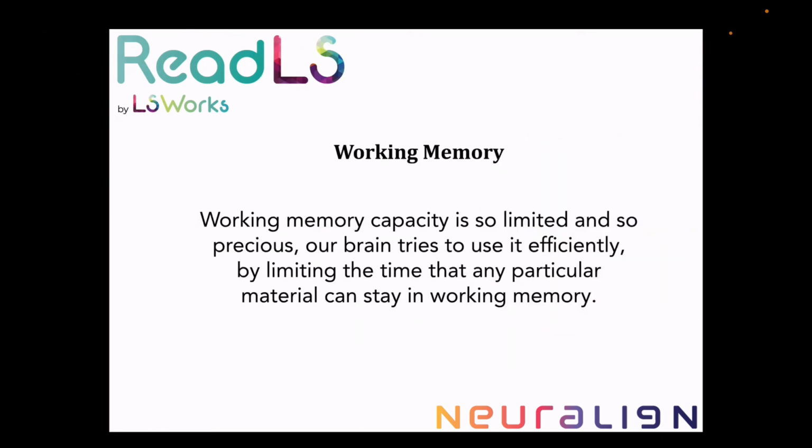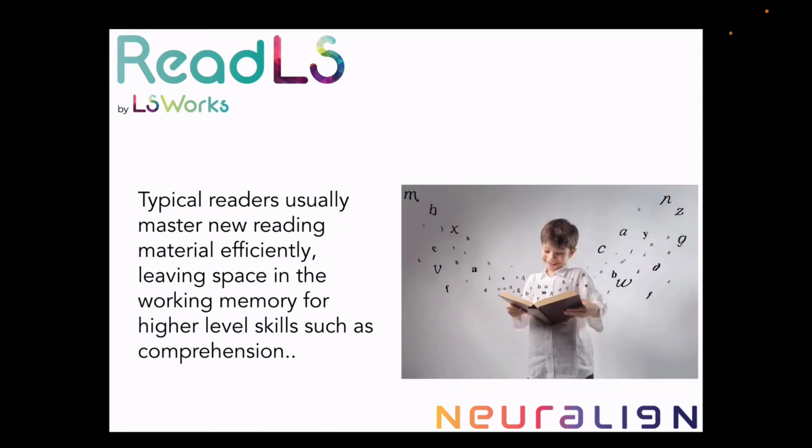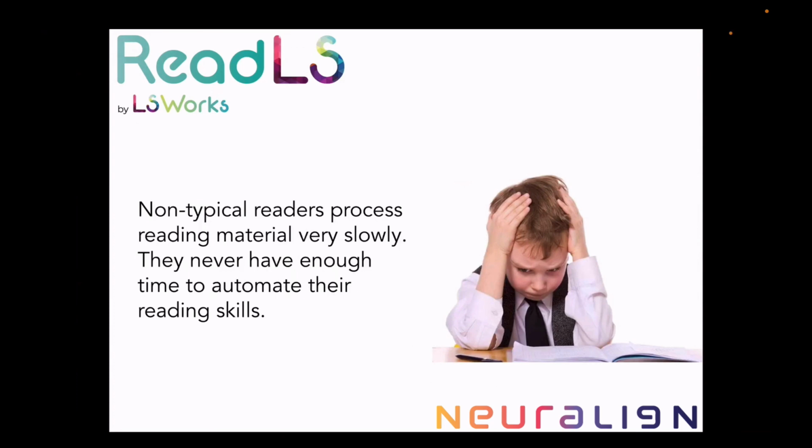Working memory capacity is so limited and so precious, our brain tries to use it efficiently by limiting the time that any particular material can stay in the working memory. Typical readers usually master their reading material efficiently, leaving space in the working memory for the higher level skills such as comprehension. But non-typical readers process the reading material very slowly. They never have enough time to automate their reading skills.